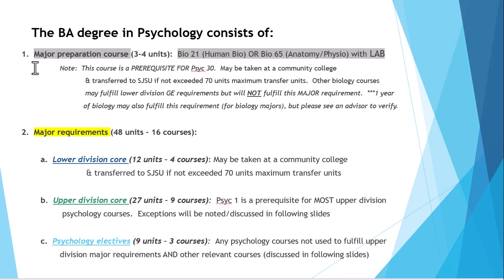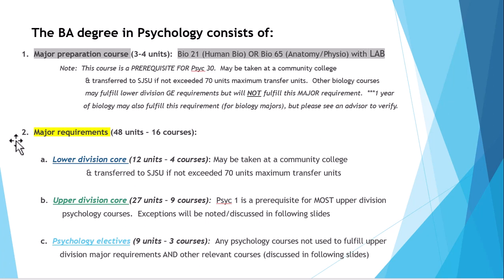If you have any questions about that, you can contact one of the psychology advisors or talk to an advisor in the Access Center, and they can answer any other questions you might have. But just make sure that the biology course you're taking is either human biology or anatomy and physiology with a lab. So that's the major preparation course.